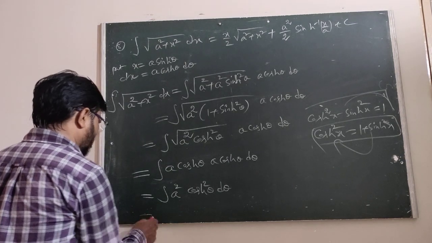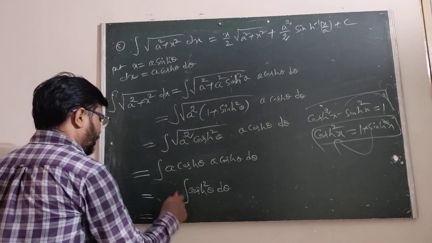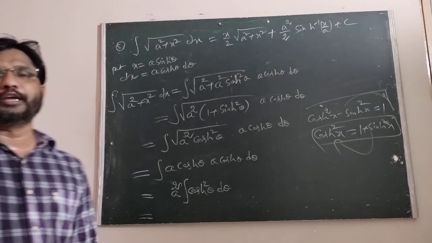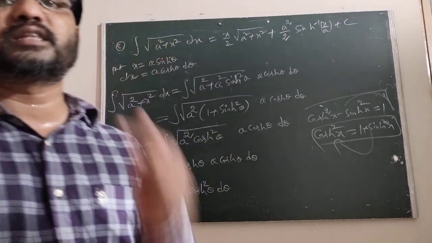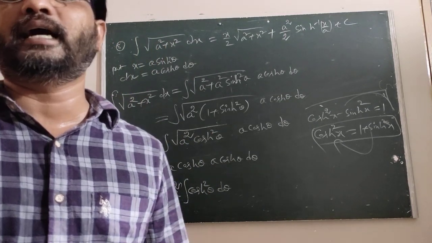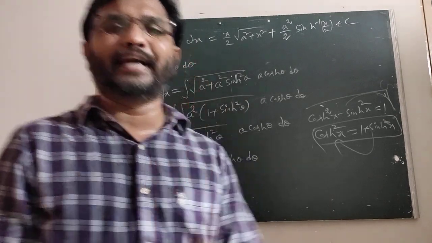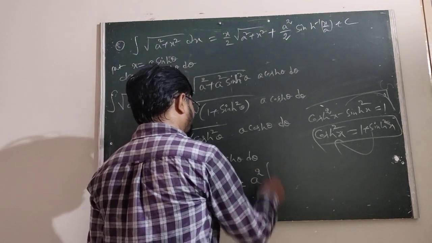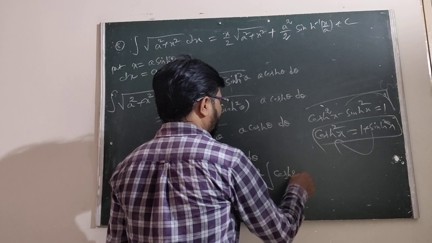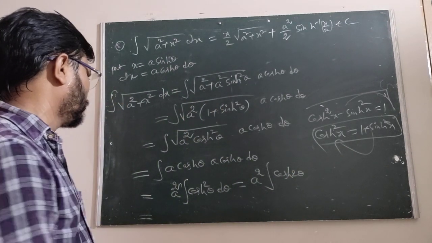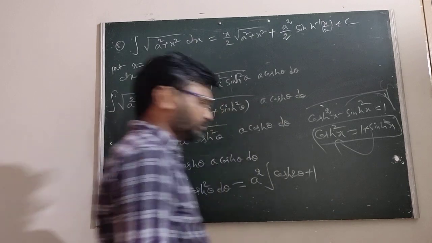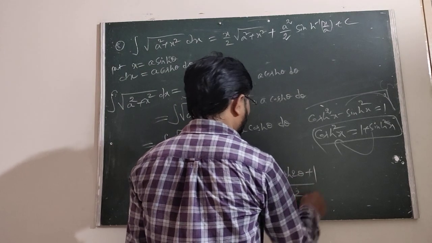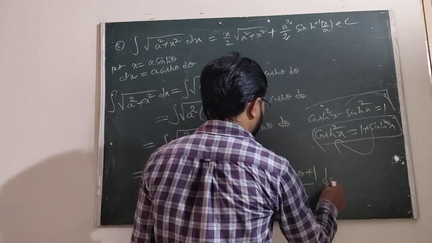That is why we can write the constant outside the integral, a square, cosh square theta. Now we know that cosh square theta is of the form cosh 2 theta plus 1 by 2. Therefore, a square integral of cosh 2 theta plus 1, is it okay, cosh 2 theta plus 1 whole by 2 into d theta is the form.